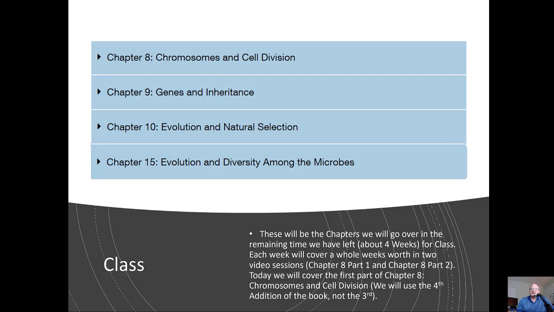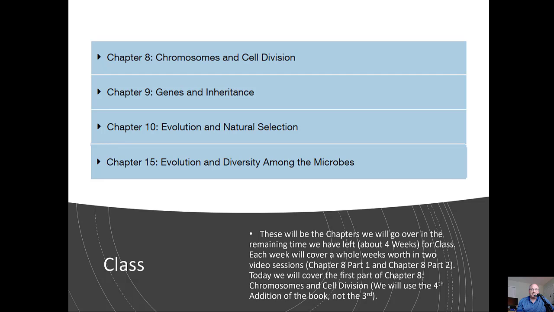We're going to do chapter 8, which is on chromosomes and cell division. Nothing like what was broadcast. I don't know where that came from, but anyhow, it's there. We're going to do chapter 9 on genes and inheritance, move to chapter 10 on evolution and natural selection, and then 15 on evolution and diversity. Now, if you notice, 8 and 9 kind of go hand in hand, and 10 and 15 do.